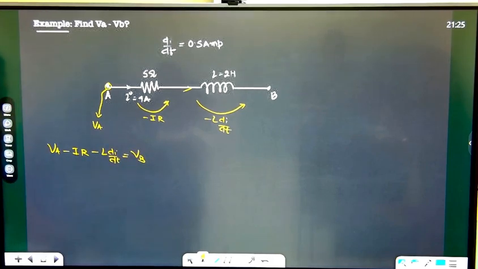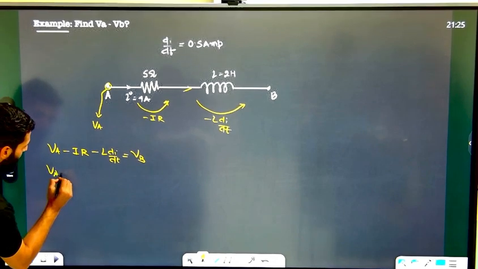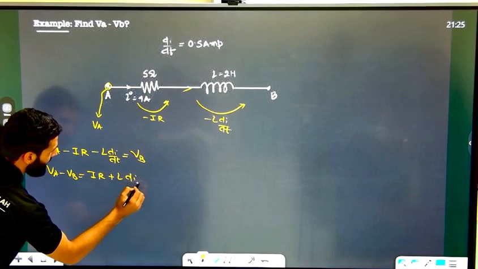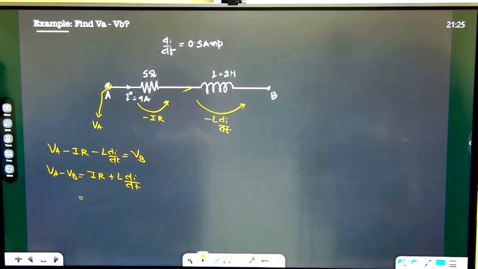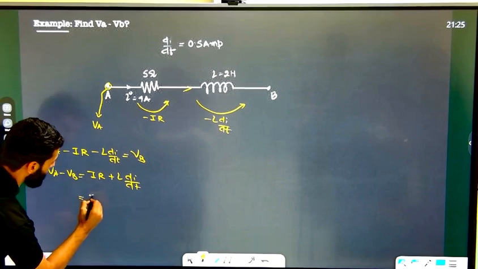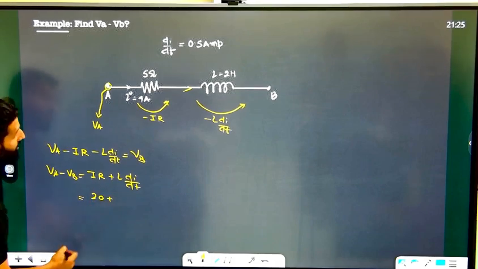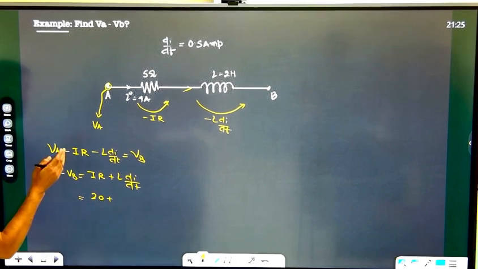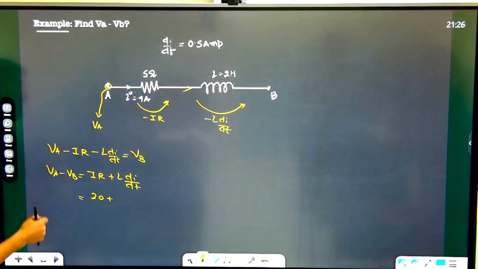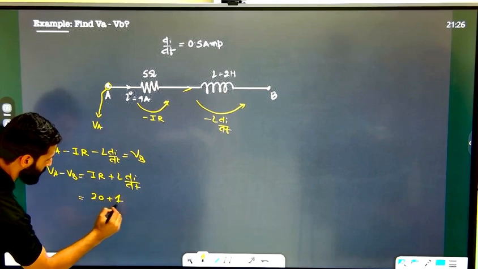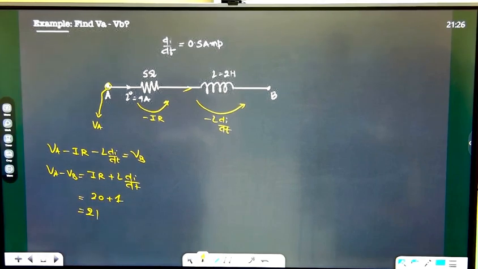Kirchhoff's law. VA minus VB will be equal to IR plus L di by dt. What is I? 4 ampere. What is resistance? 5. So it is 20, right? 20 plus L. What is L? 0.5. And di by dt is 2. 2 into 0.5, how much? 1. So how many volts did we get? 21 volts.